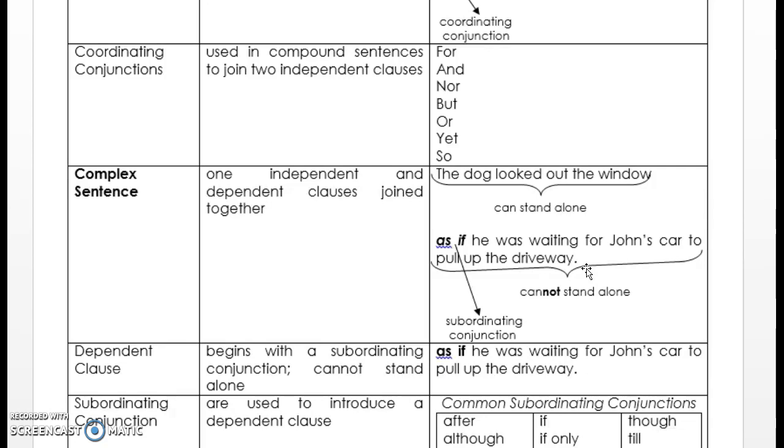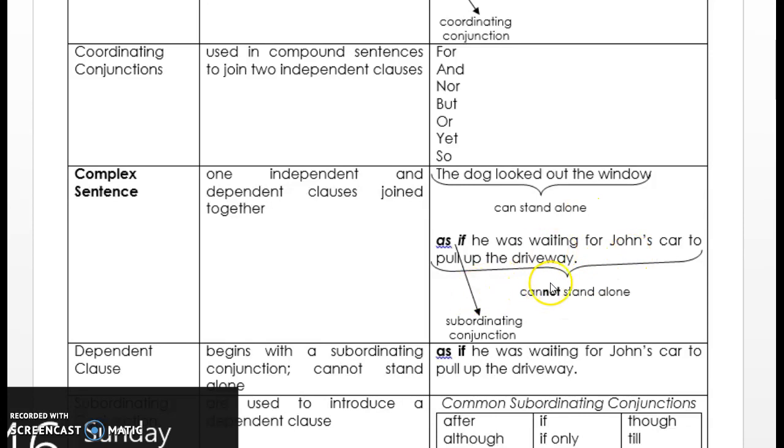Only one gets to be by itself, right? The dog looked out the window is the only part that can be on its own. As if he was waiting for John's car to pull up in the driveway, right? That's not a complete sentence. So it starts with a subordinating conjunction, and I'm going to show you some examples here in a second.